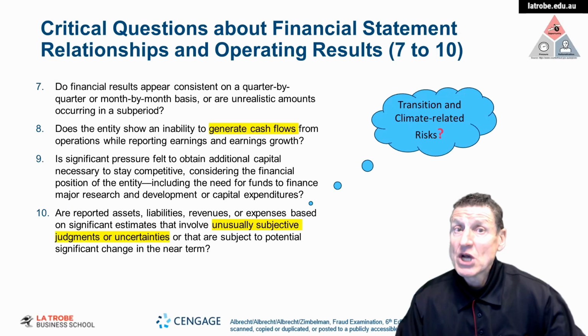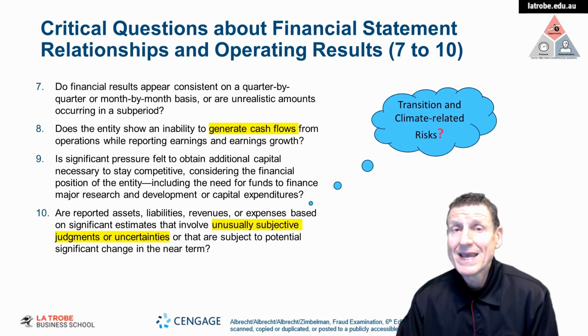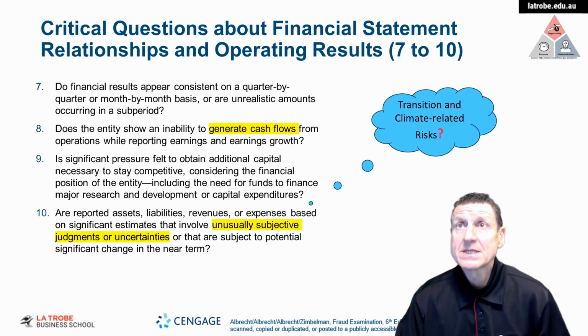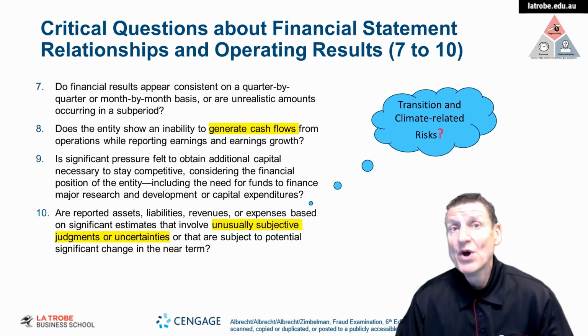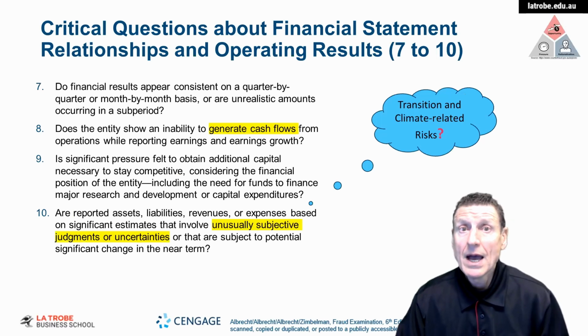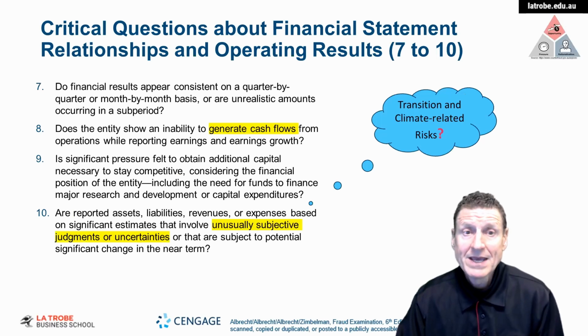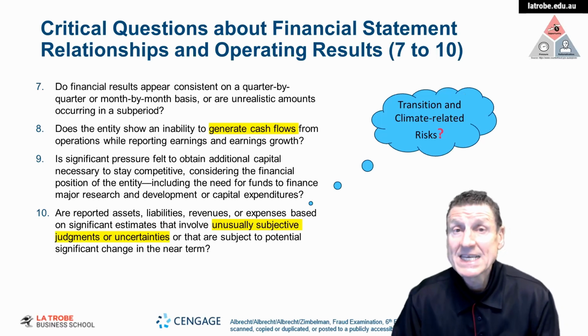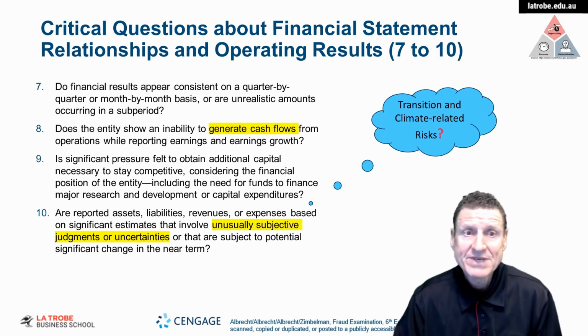Does the entity show an inability to generate cash flows? It's one thing to generate accounts receivable, but until those accounts receivable are converted into cash, it's not real revenue. So that's why we always focus on the ability of a company to generate cash flows. Another thing is, are the reported assets, liabilities, revenues and expenses based on significant estimates that involve unusually subjective judgments and uncertainties?